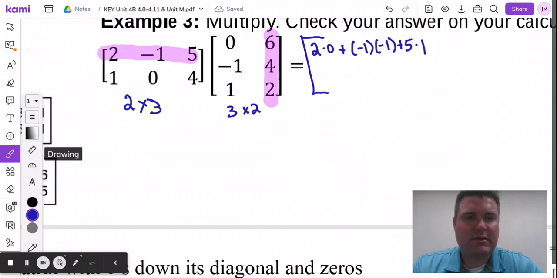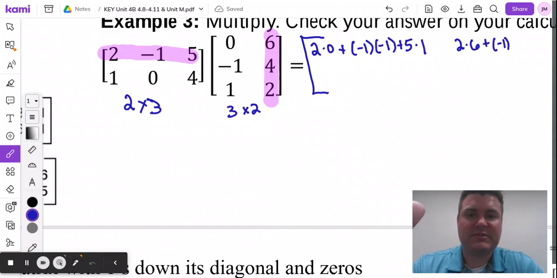So that's going to be 2 times 6, negative 1. We're adding these components together. Negative 1 times 4 plus 5 times 2.